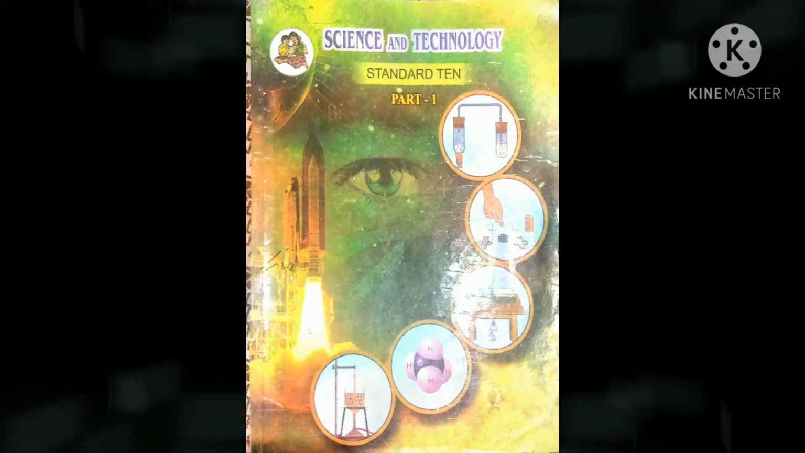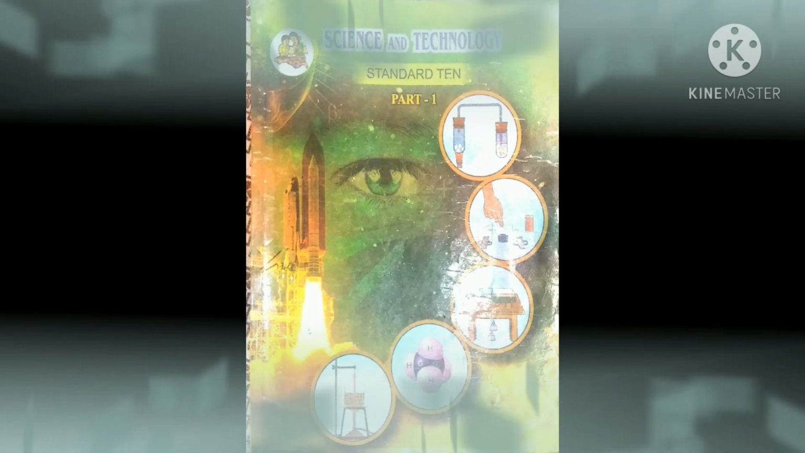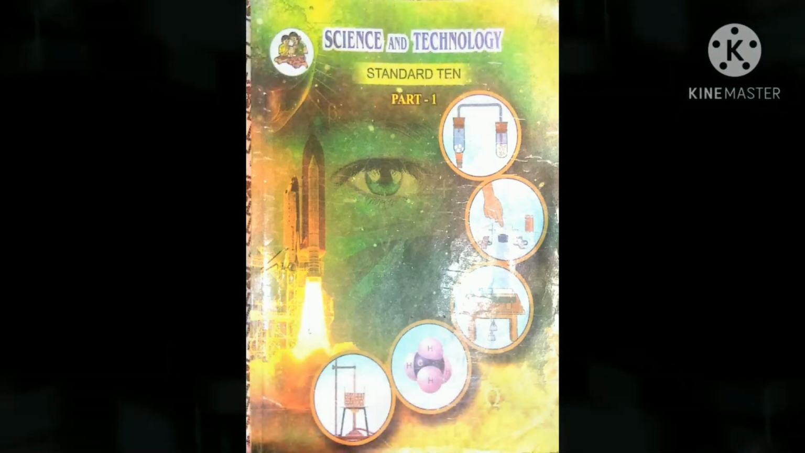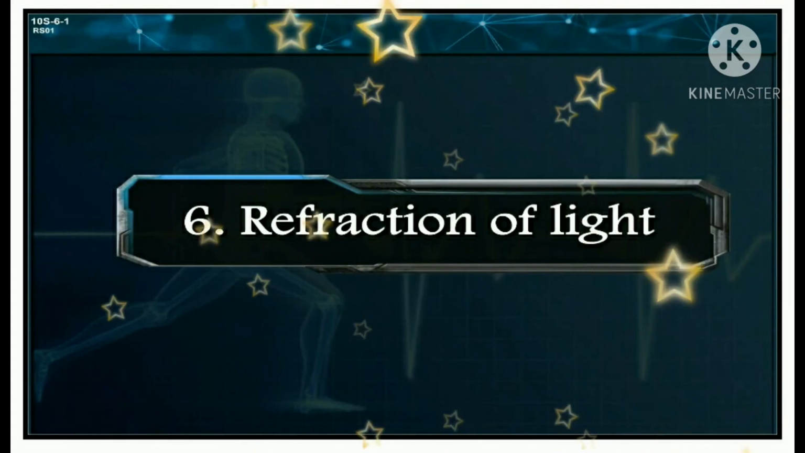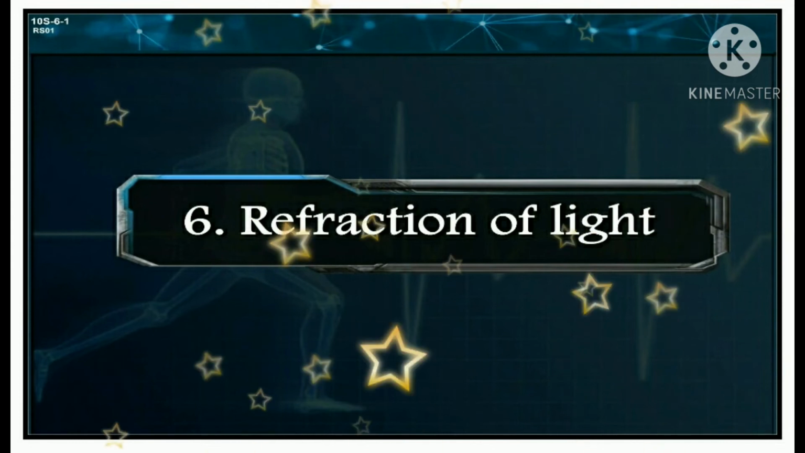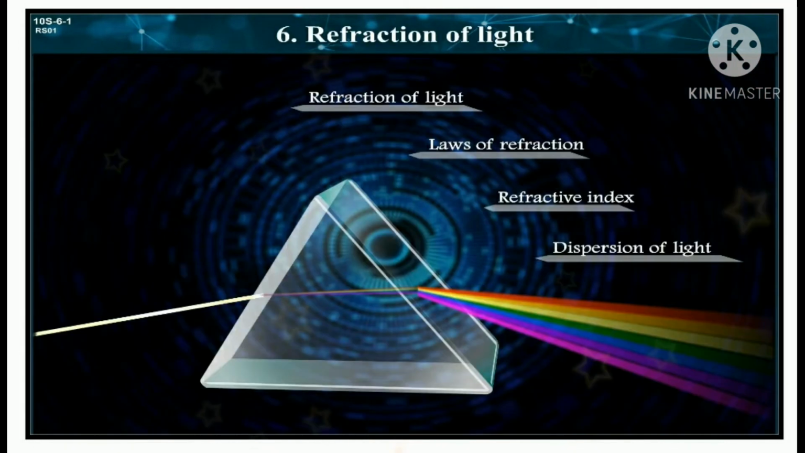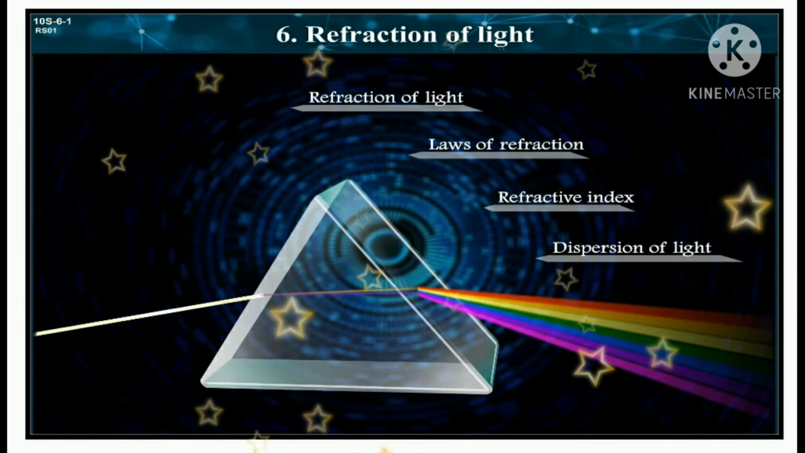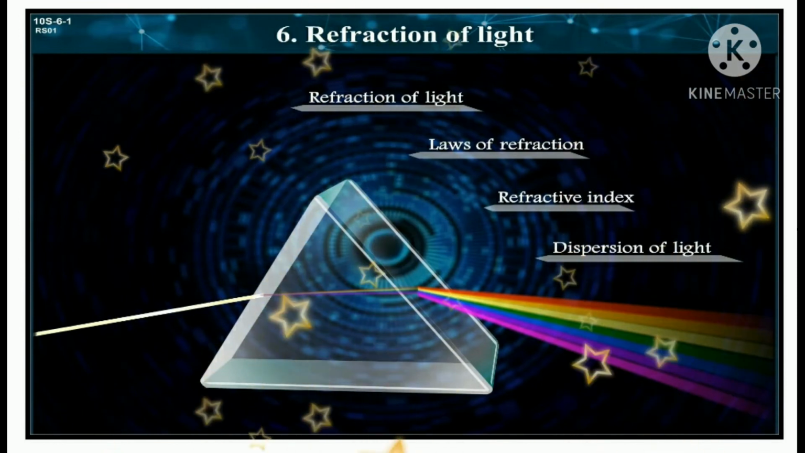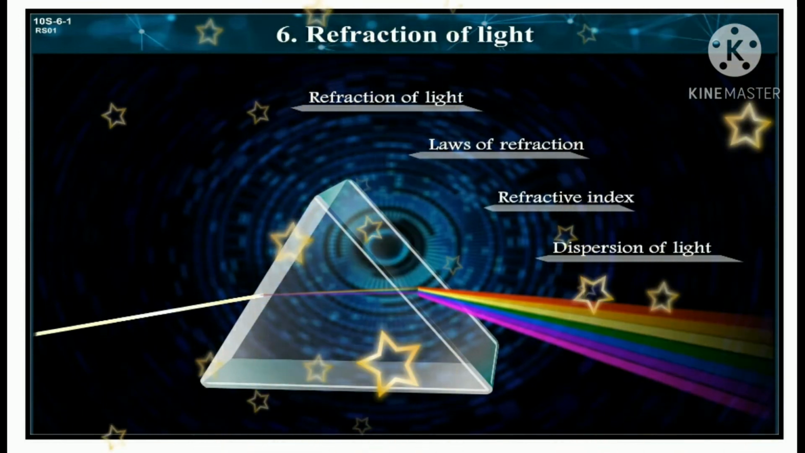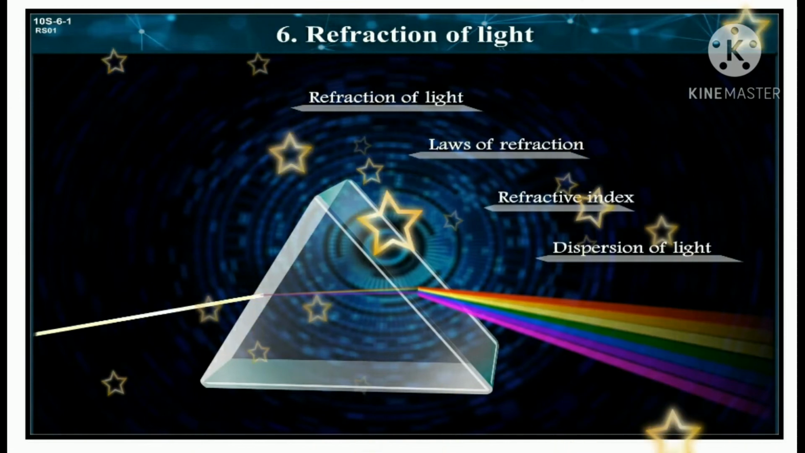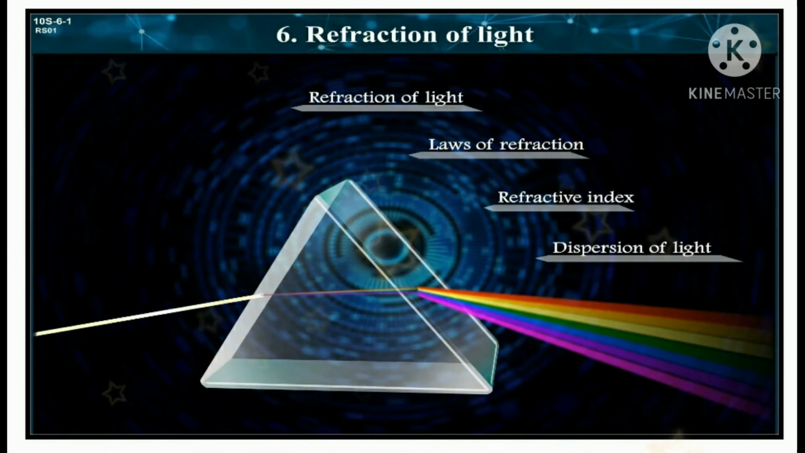Today we will see Science and Technology Part 1, Chapter number 6, Refraction of Light. In this chapter, we are going to study topics like refraction of light, laws of refraction, refractive index, and dispersion of light. So let's begin with this chapter.